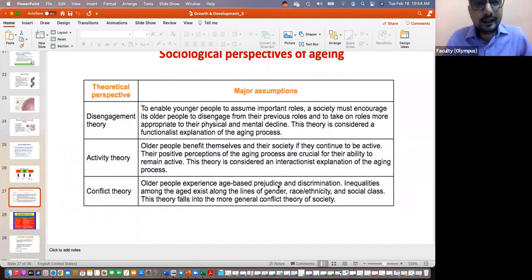So what does disengagement theory talk about? We are seeing the role of elderly people from the social perspective. We are not talking about the causes, so the way we look at it is changing here. So disengagement theory is what? To enable the younger people to assume important roles, a society must encourage its older people to disengage.